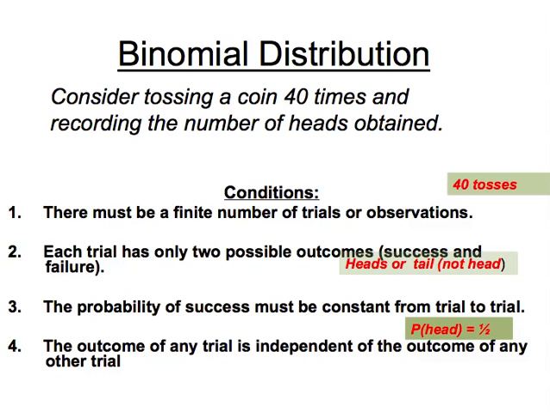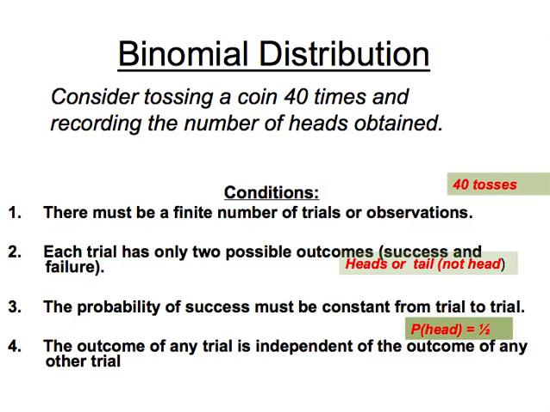The first one is the binomial distribution. Now, when the problems are given to you, it's not going to state that it's a binomial distribution problem. So you need to know what are the conditions that should be present to use binomial distribution. Now, for binomial distribution, there are 4 conditions that should be present.